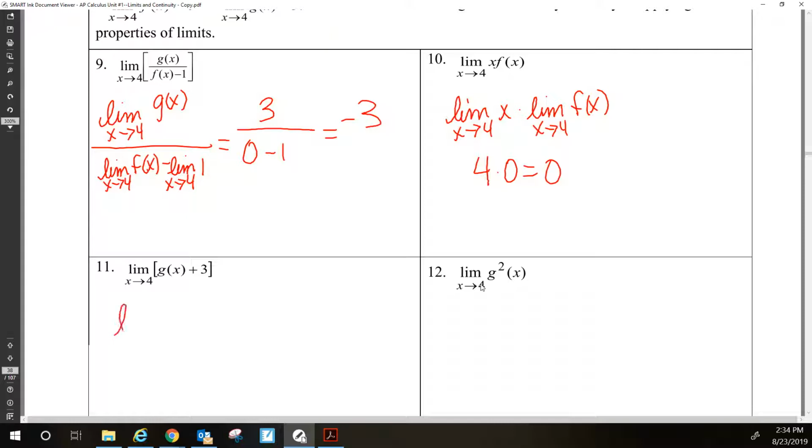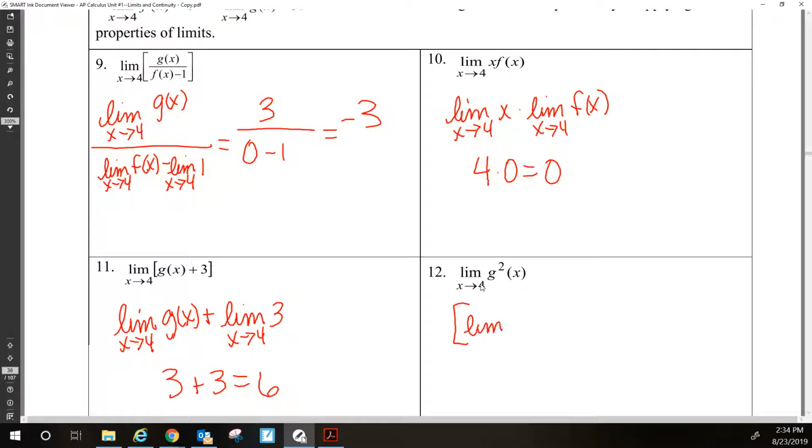All right, number 11, the limit as x approaches 4 of g of x plus the limit as x approaches 4 of 3. The limit of g of x, they give us, is 3, plus the limit of a constant is a constant, so this is 6. And this is the same thing as writing the limit as x approaches 4 of g of x squared. And the limit of g of x would be 3, so this is 3 squared, which is 9.